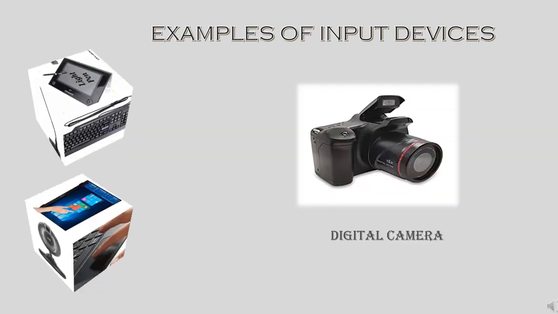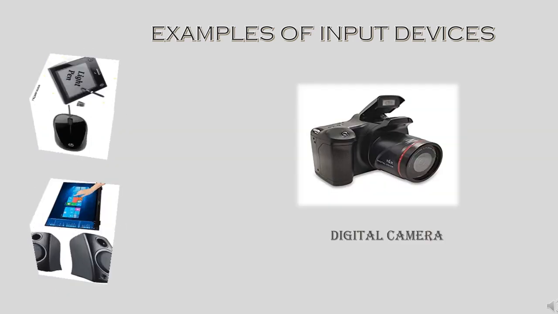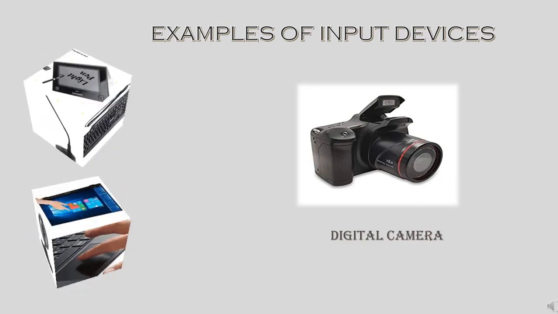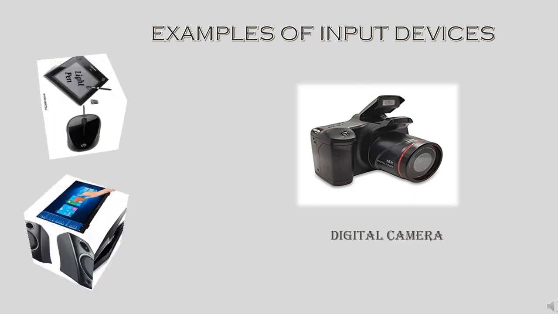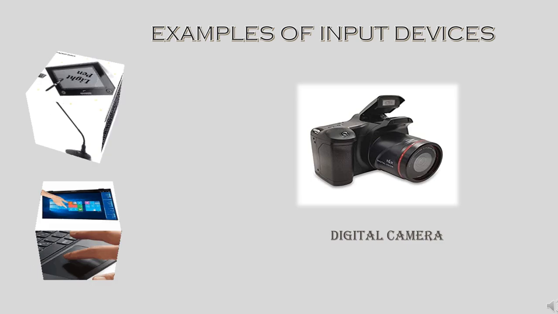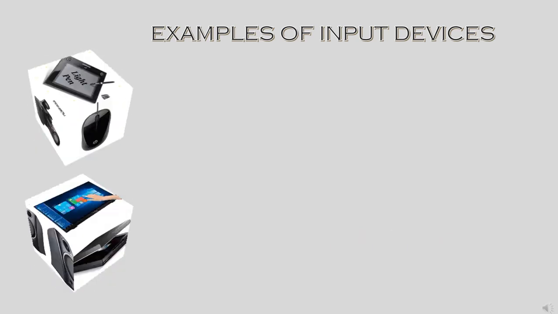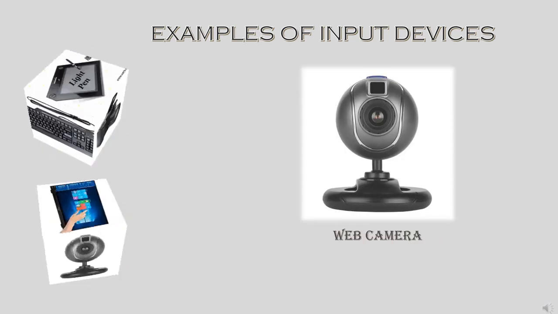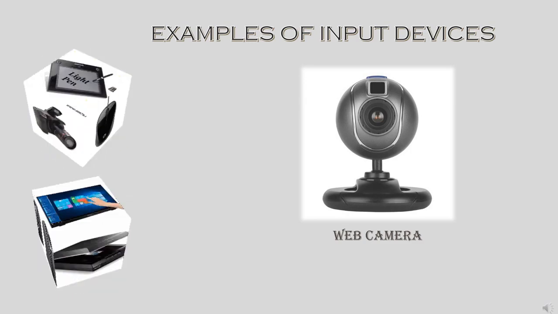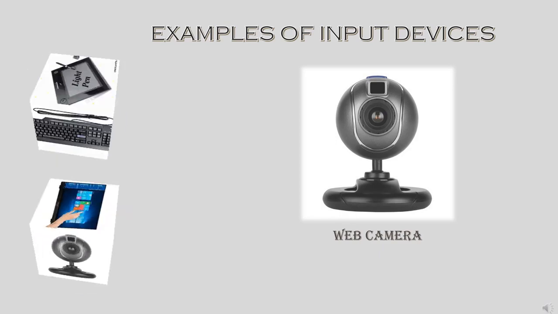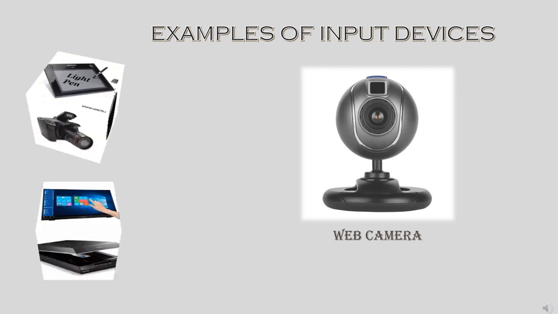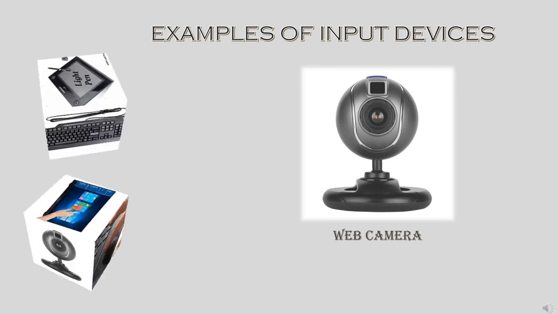Digital camera. We all know that a digital camera is used to click photographs and record videos, and these are stored in the memory chip inside the camera. Later on, using a USB cable, the data from a digital camera is transferred to the computer and stored. Web camera. It is an input device connected to the computer for capturing images and videos. And I'm very sure that you might have used it for having live chats with your friends and relatives. So this brings us to the end of the topic, examples of input devices.